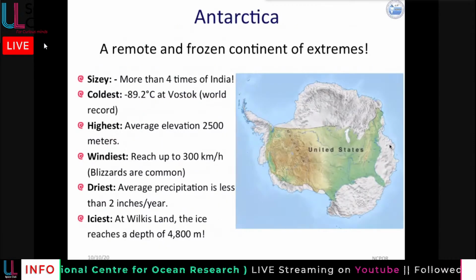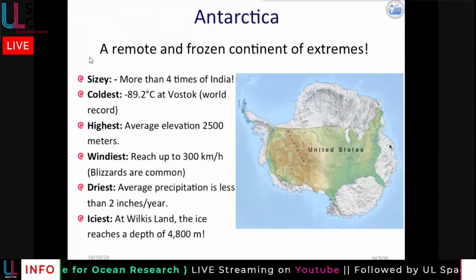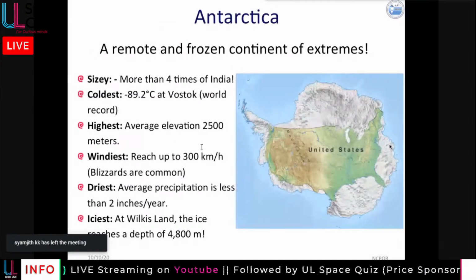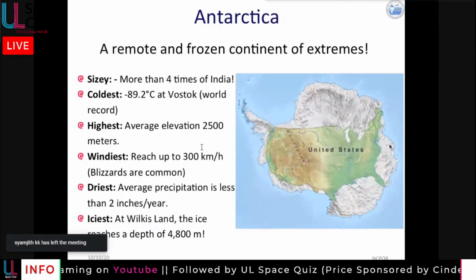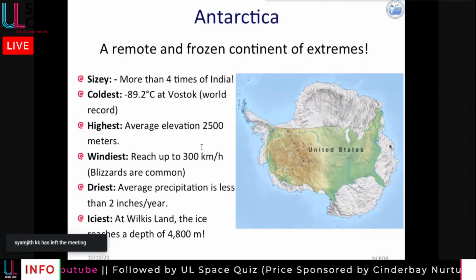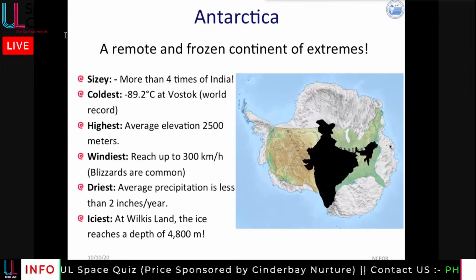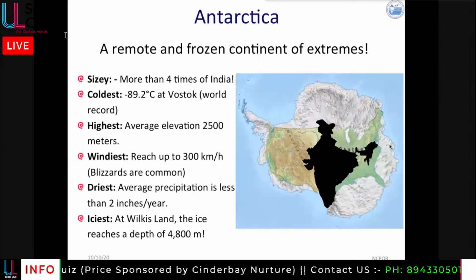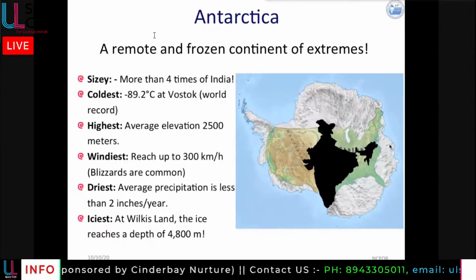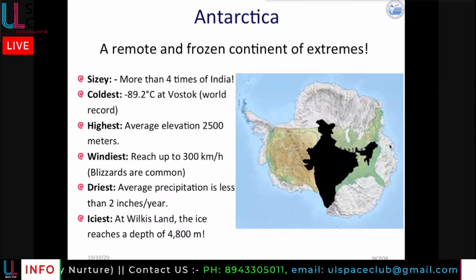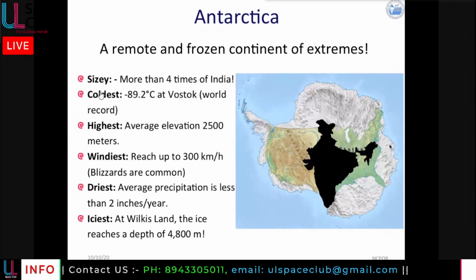So now we discuss each of these three regions separately. Let's start with Antarctica. As I already mentioned, Antarctica is a remote and frozen continent of extremes. Look at the size of Antarctica. It's a huge continent, more than 2 times the United States of America and nearly 4 times that of the Indian subcontinent. India itself is such a big country.